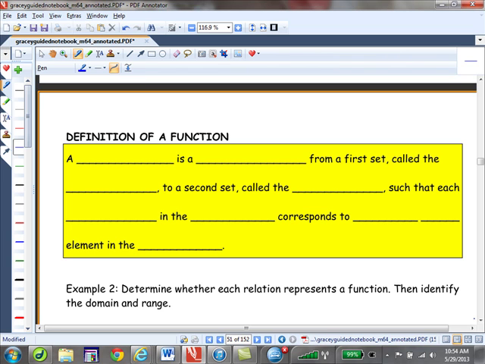So definition of a function is a correspondence from a first set called the, you got it, domain, to a second set called the range. Awesome. Such that each element in the domain corresponds to exactly one element in the range.